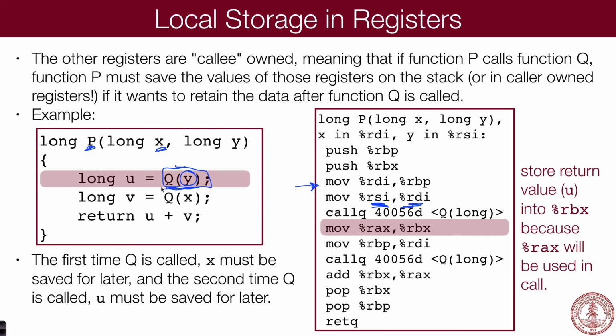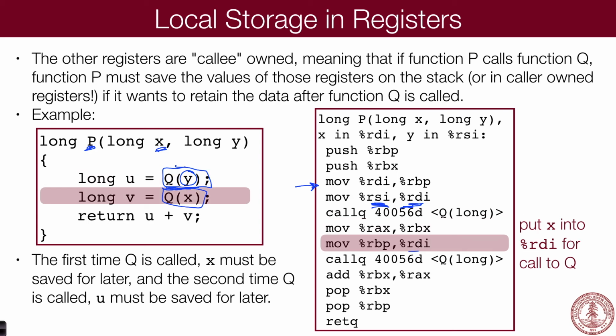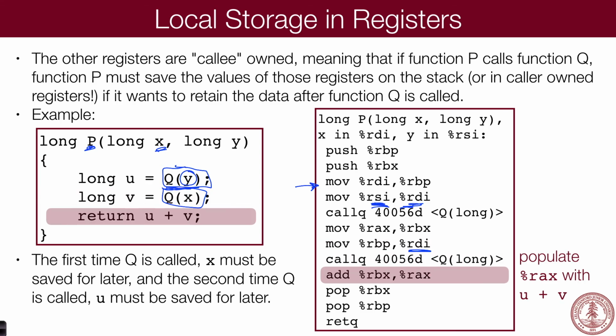We're about to call the same function again, but now on X, which we already know was in RBP. So let's move that to RDI, which is our first argument for the function we're about to call. Then we call the function, and when we get back, we know that RAX has the result from this call, and therefore we can go and do whatever we want. In this case, we're adding u plus v.